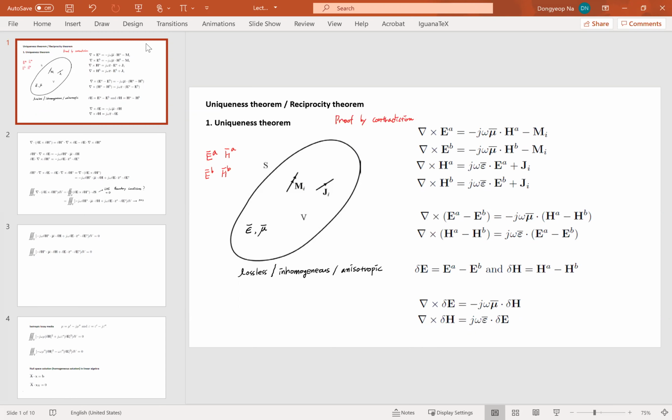After some mathematical manipulation, if we can show that they are the same, then the solution is unique. Otherwise, if they are not the same, then the solution is not unique. This is a kind of proof by contradiction.